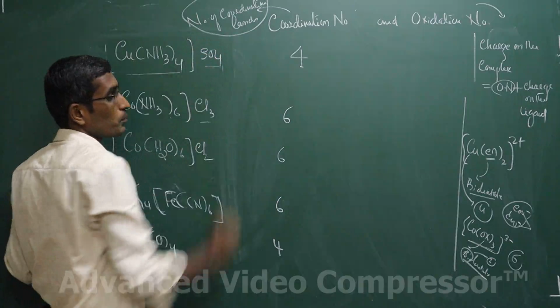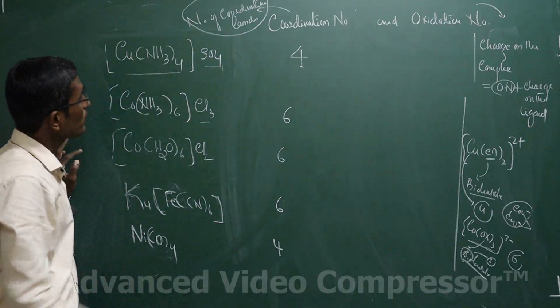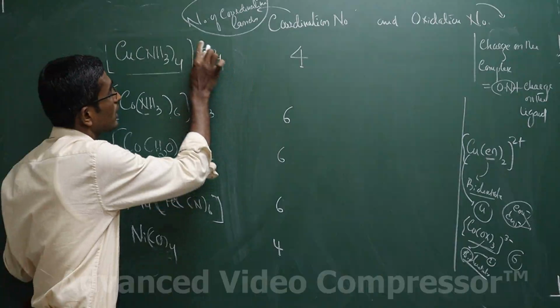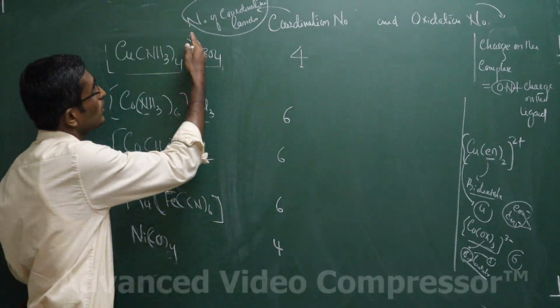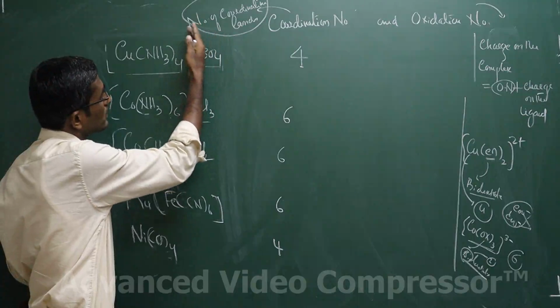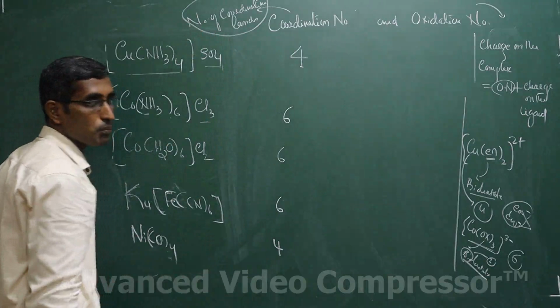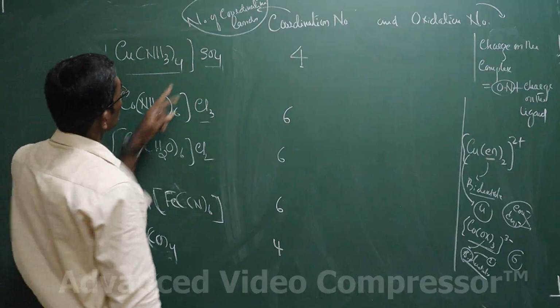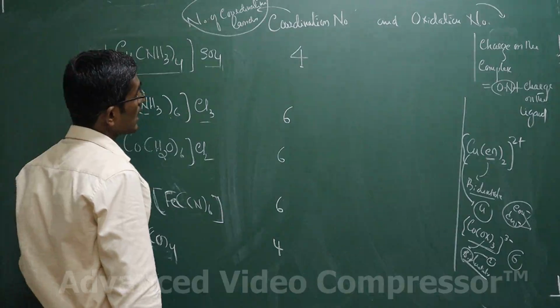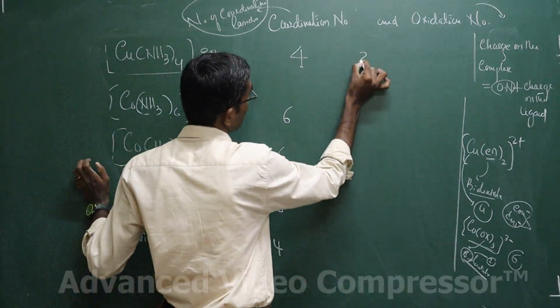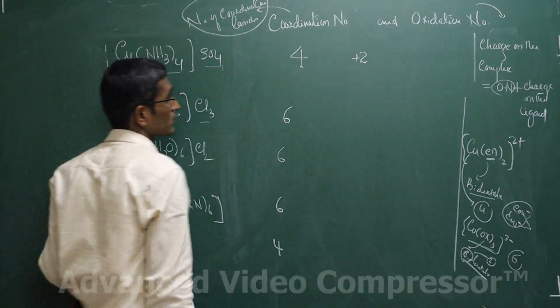[Cu(NH3)4]2+ SO4 2-. The charge on the cation has to be 2+ because SO4, the counter ion, has the same magnitude of charge as the complex but the opposite sign. So this is a plus 2 charge, this is minus 2. That means the charge on the complex is plus 2.